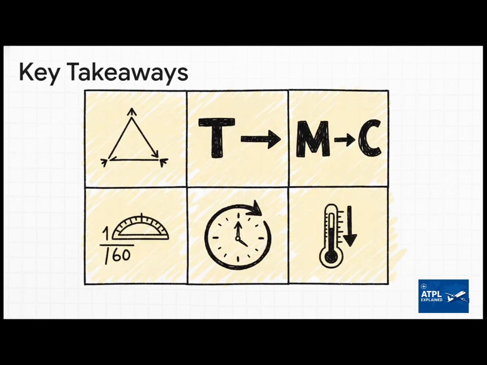Okay, so let's do a quick-fire summary. Number 1, always visualize the wind problem first. Draw it out. 2, always follow the correct order. True, magnetic, compass. 3, master the 1 in 60 rule for smart corrections. 4, remember that colder means lower. And number 5, your ETA is a dynamic number, so always update it using your ground speed.